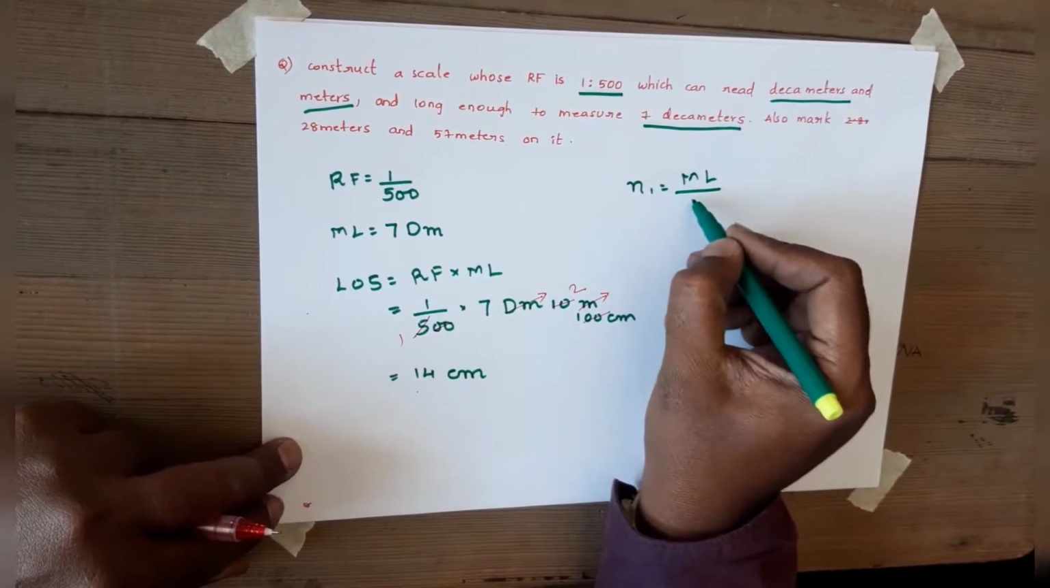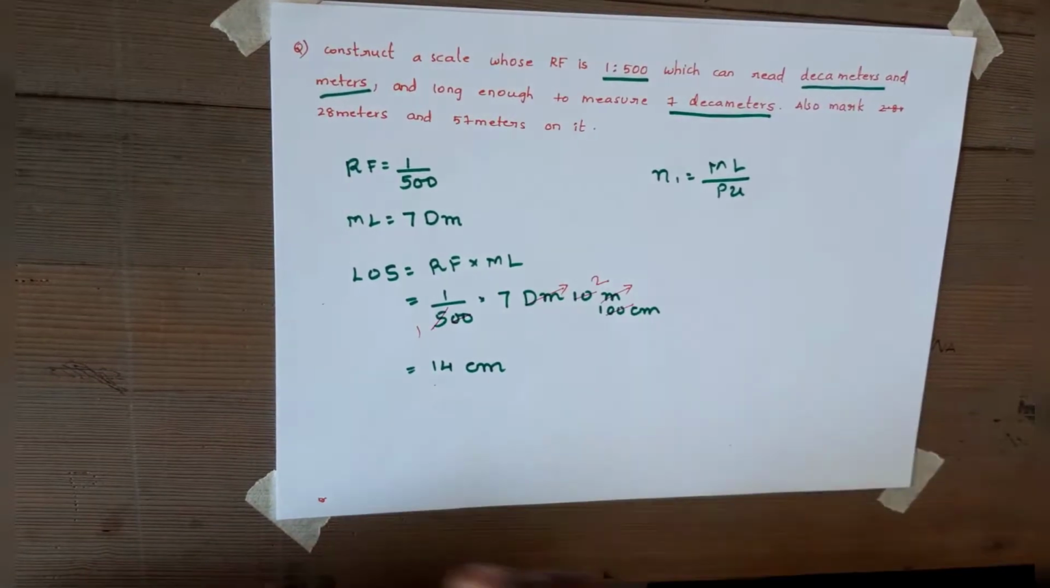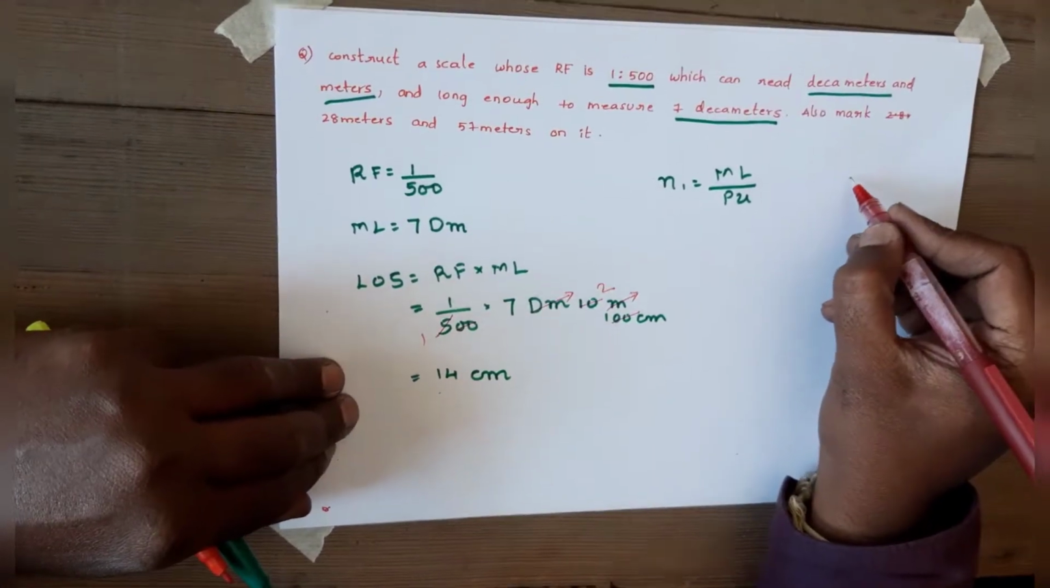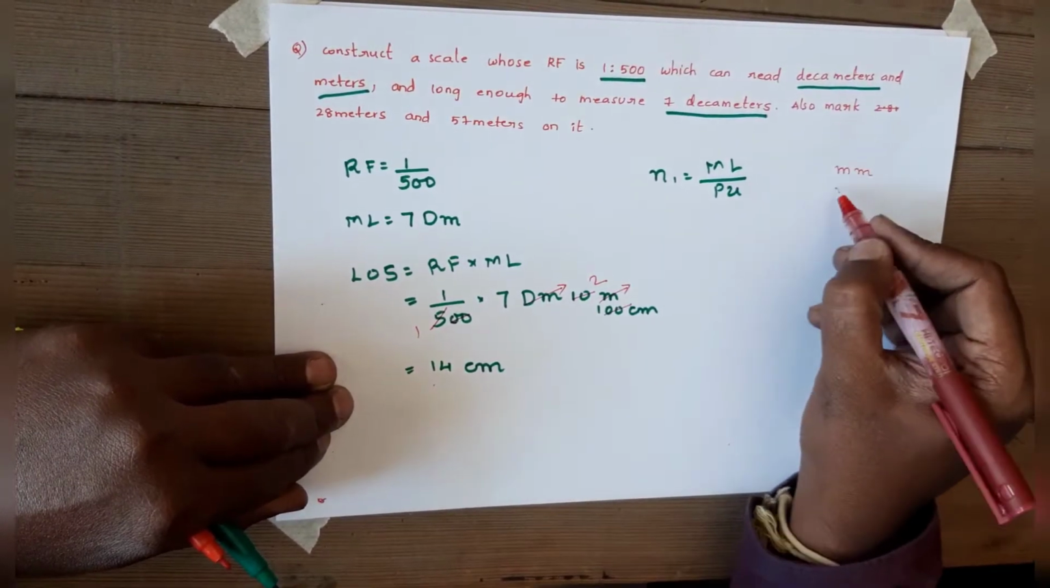Maximum length divided by primary unit. What is the primary unit here, sir? How can we know? In the last video itself I said that millimeter is the minimum because it is the MKS system.